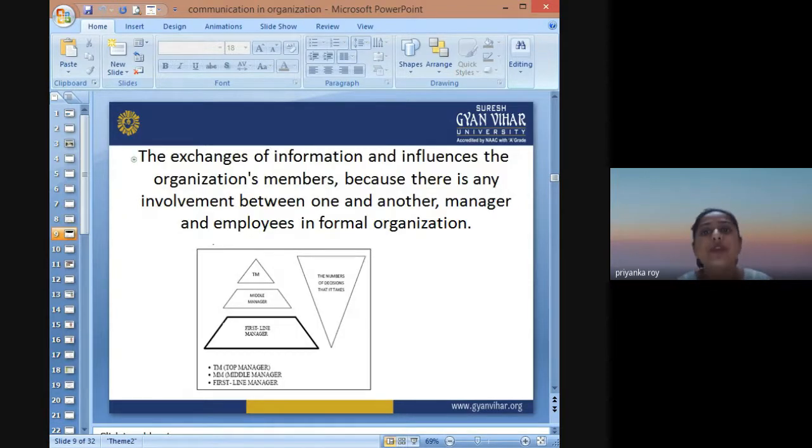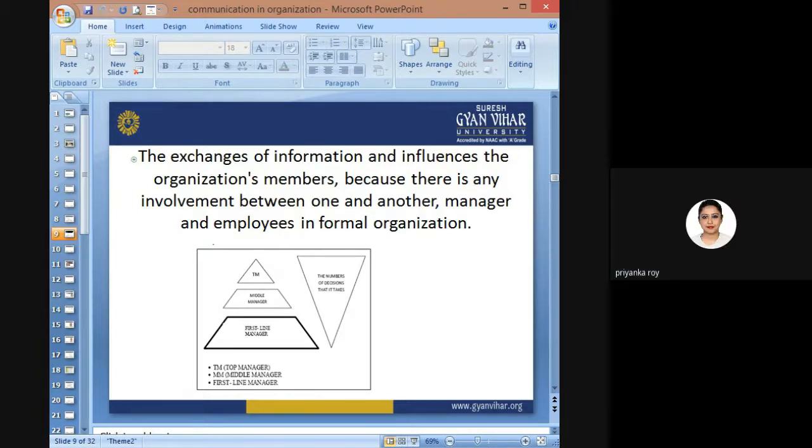There is exchange of information and influence on the organization's members, because there is involvement between one manager and another, and employees, in the organization. From top management, middle management, and first line managers, the number of decisions taken gets lesser and lesser. The topmost managers take the maximum number of decisions, the middle management takes a moderate number of decisions, and the lower level of management takes a minimum number of decisions. So as we go from top to bottom, the frequency of information flowing will also be narrowing down.